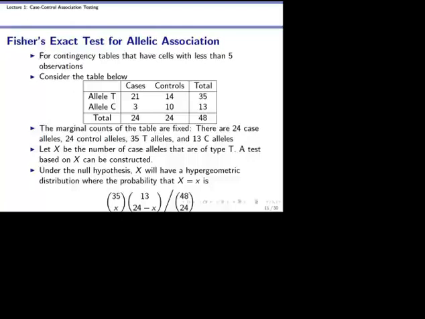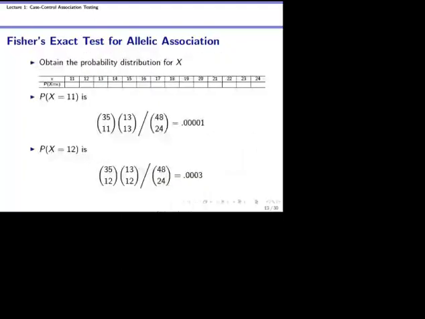So quick question, what are the possible values that X can take? Any thoughts? Can X take a value of 10? If this is 10, what must this be? 25. But we don't have 25 controls. So there's a range of values based on the data that X can take, and this is the distribution. The range of values that X can take is from 11 to 24. So those are the possible values.